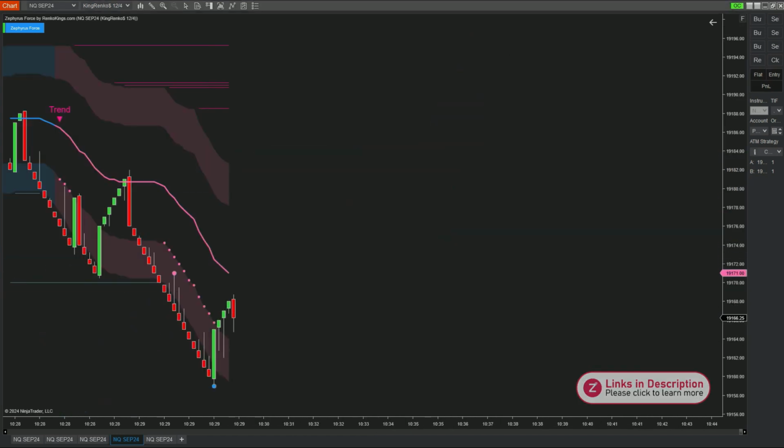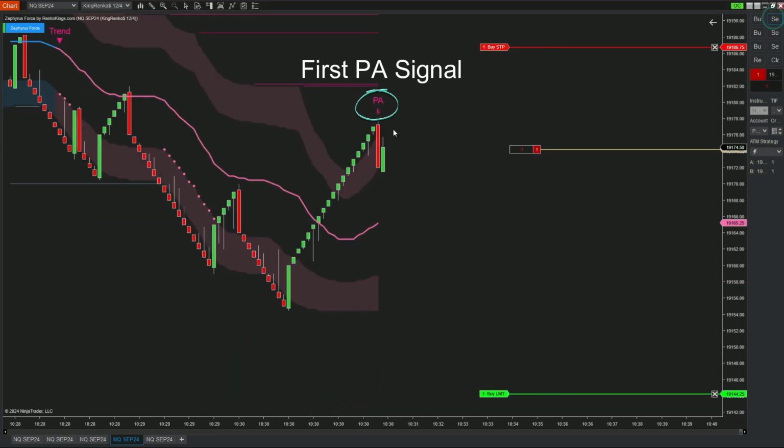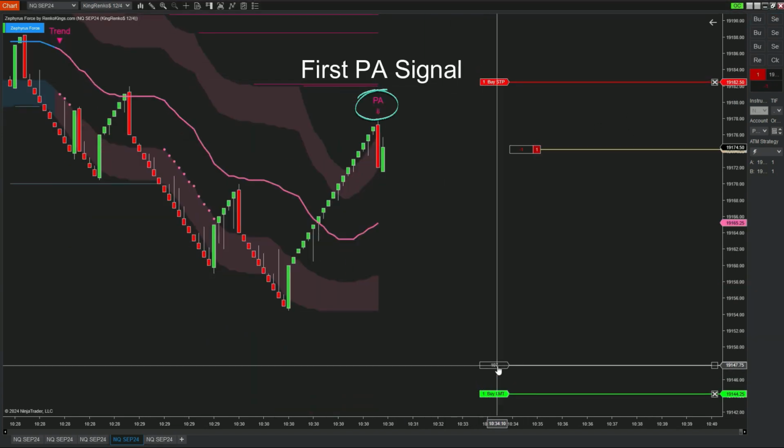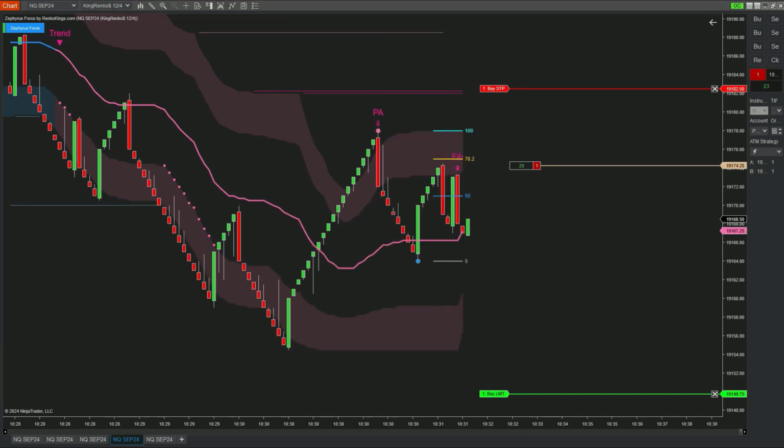Similarly, for a sell signal, set a higher RR ratio to maximize profits. Place the stop above the upper cloud band or above the signal candle. You can place the stop above the upper cloud band.